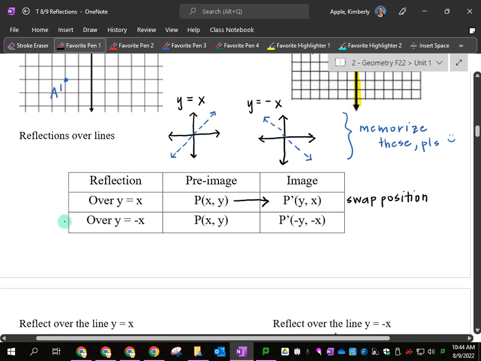But when we come down and look at the next one, the y equals -x. We have a swap in position again, but we also have what? Negative. Yep, we have a change in x and y sign. So we swap the signs of both. So notice your instructions are starting to get more complex as we move through.